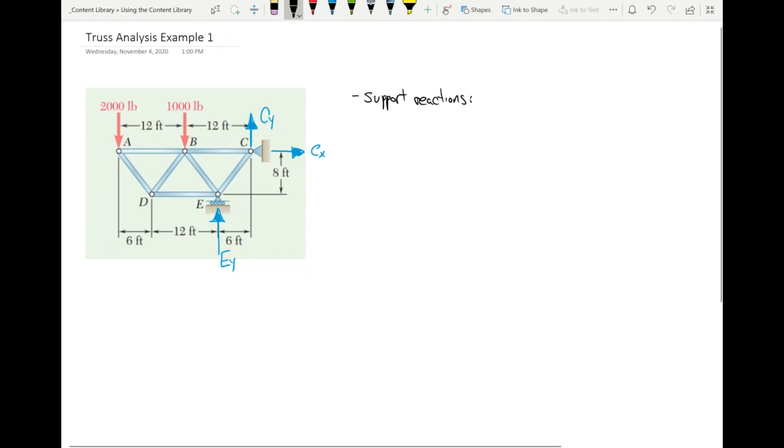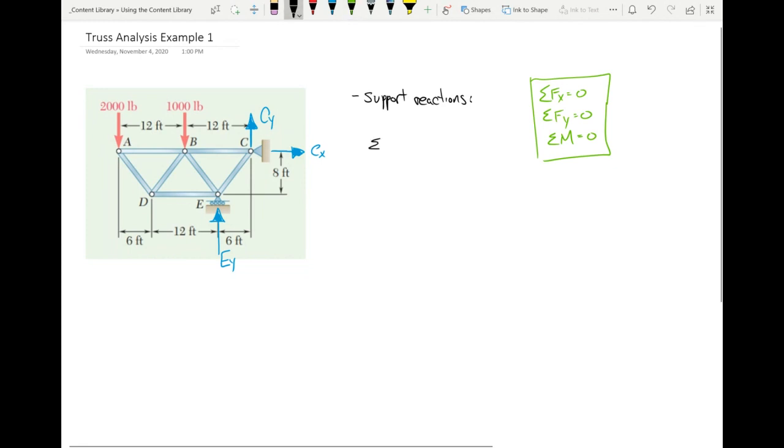Want to see if anybody sees it. Remember, for support reactions, we have the sum of the forces in the x direction, the sum of the forces in the y direction, and the sum of the moments about any arbitrary point. Those are our three equations that we have to deal with. So can anybody look at this truss and see one that's really easy? There you go. That's what I wanted to see.